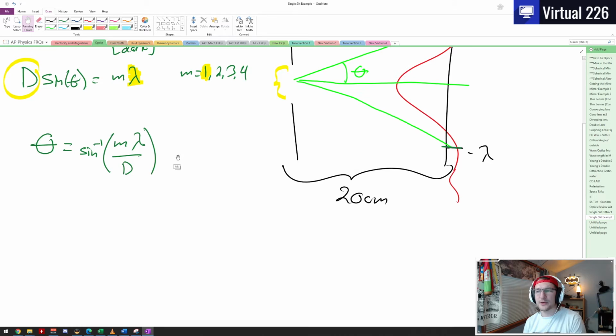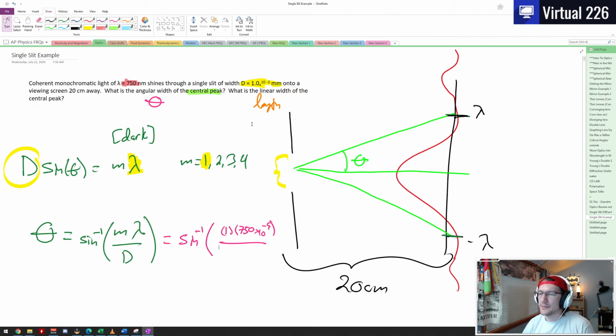This is very similar to something that we did with the double slit and looking at angles for that. In this case, we'll have the inverse sine of 1 times 750 nanometers. So let's write 750 times 10 to the minus 9 divided by, what is this? This is 1.0 times 10 to the minus 3 millimeters. So that's 1 times 10 to the minus 6 meters.